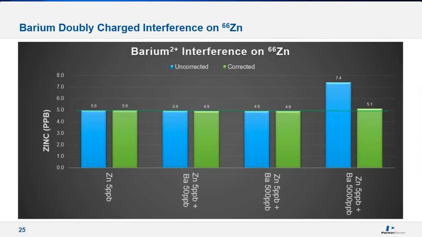Here is a result of the corrected and uncorrected barium doubly charged on zinc 66. As you can see, there isn't any significant interference on zinc until barium is in the parts per million levels in the digestate. Note, for all the samples that I tested during this study, the zinc concentration was much higher than the barium concentration, so barium was of no consequence to the analysis.